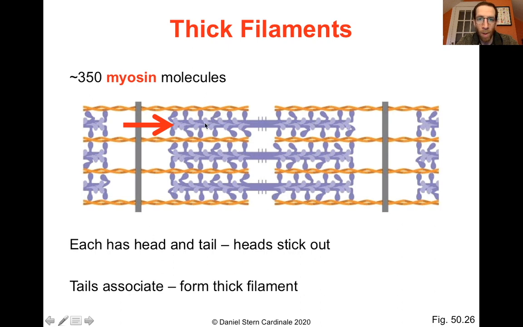And the tails are all bound together into the backbone of that thick filament. Now, the actin is part of the cytoskeleton. The myosin is actually a movement protein within the cell. You don't need to know what else it does.